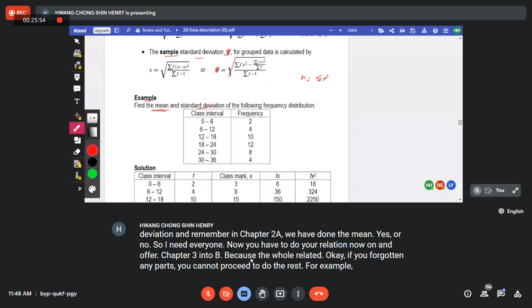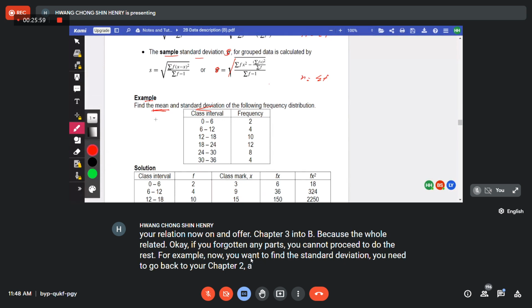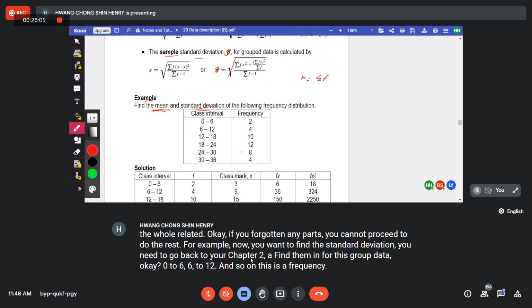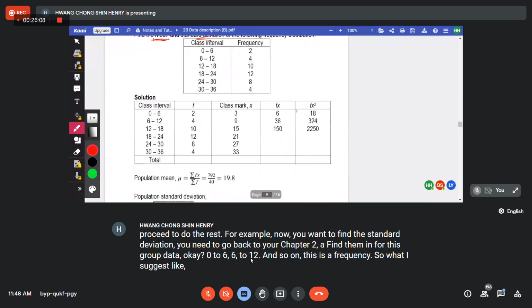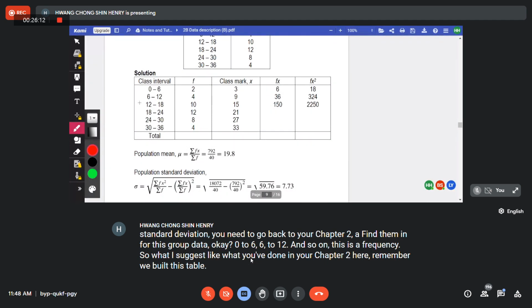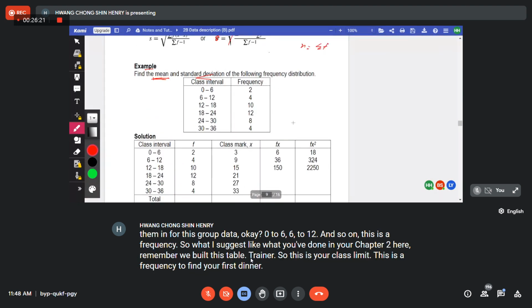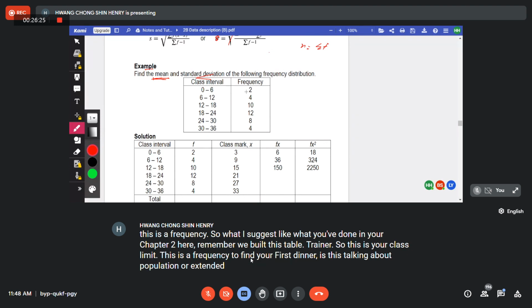For example, now you want to find the standard deviation. You need to go back to your chapter 2a, find the mean for this group data. Okay, 0 to 6, 6 to 12, and so on. This is your frequency. So what I suggest, like what you have done in your chapter 2a, remember we built this table, right or not? So this is your class limit, this is your frequency.